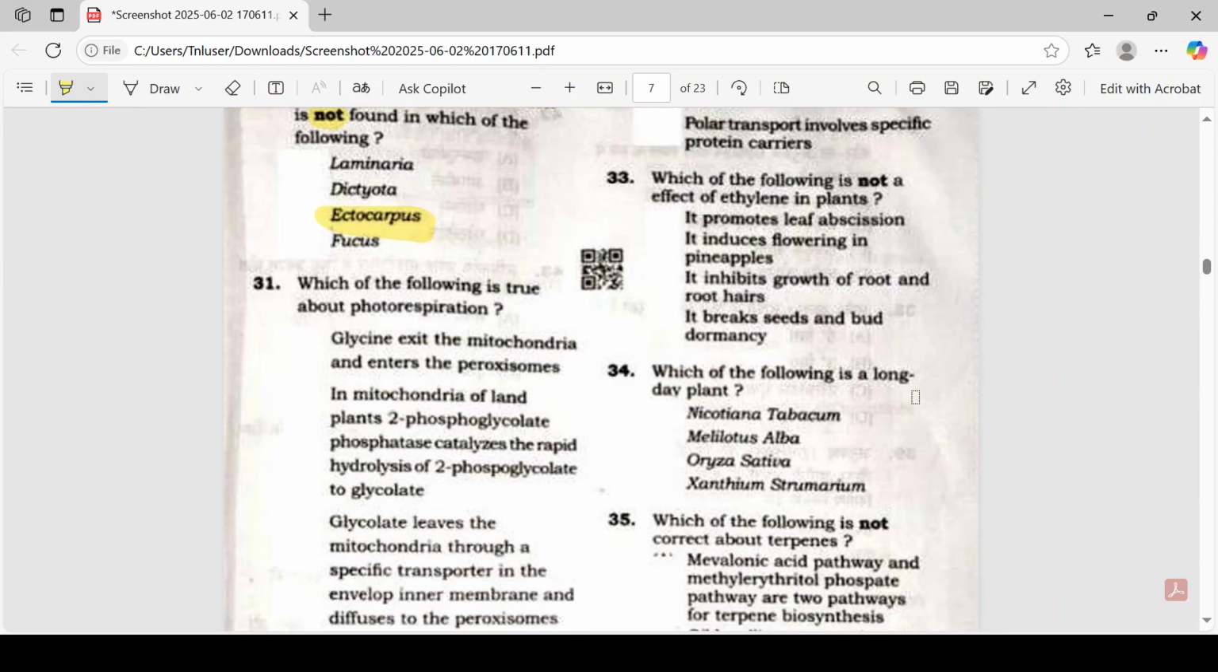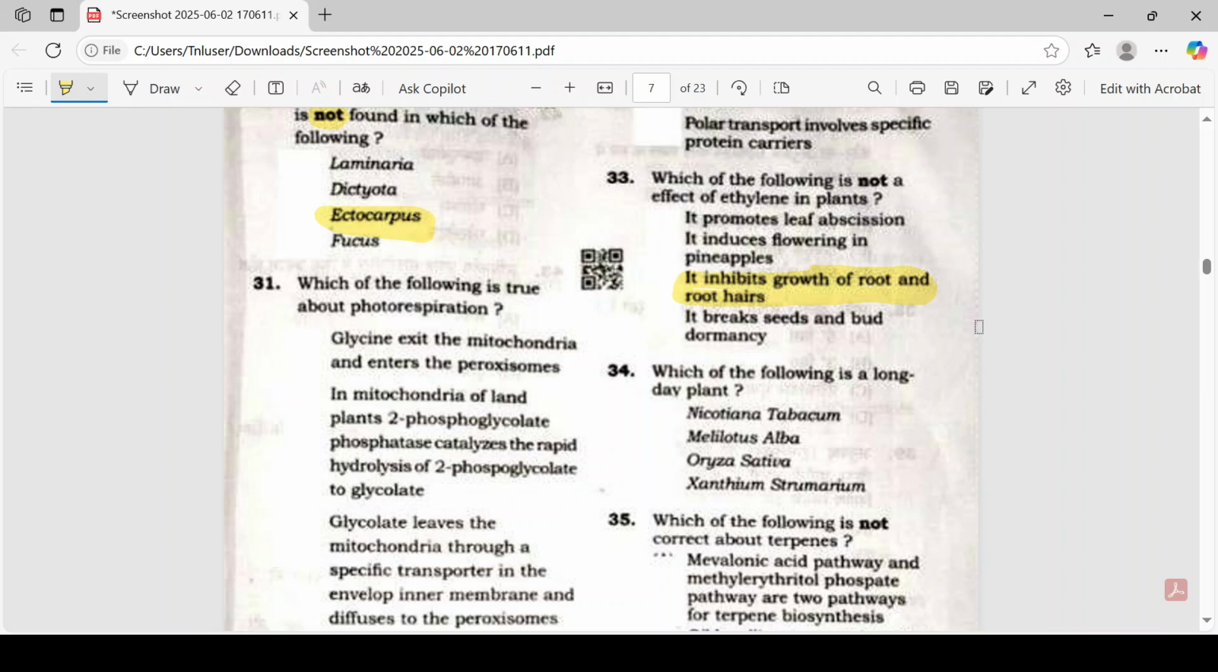Which of the following is not an effect of ethylene in plants? So what will be the correct answer to this? Not an effect of ethylene in plants. So the correct answer to the question will be option number C. It inhibits the growth of root and root hair. This is not correct. This is incorrect. It does not inhibit the growth of root and root hairs. So yeah, question number 33, the correct answer will be option number C.